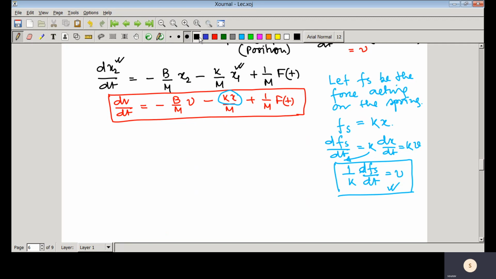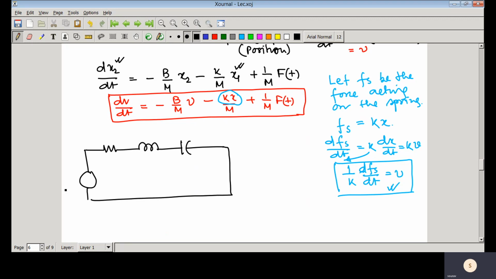So now if we draw one series RLC circuit, what will you get? If you draw one series RLC circuit here, the voltage applied to that circuit is equal to Et, and the current flowing is It.